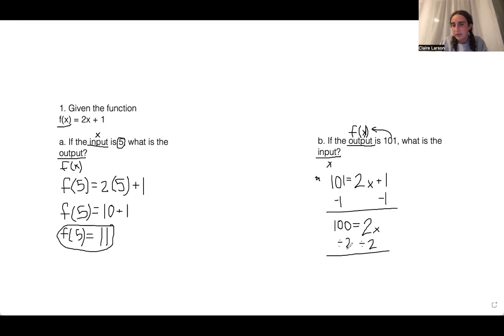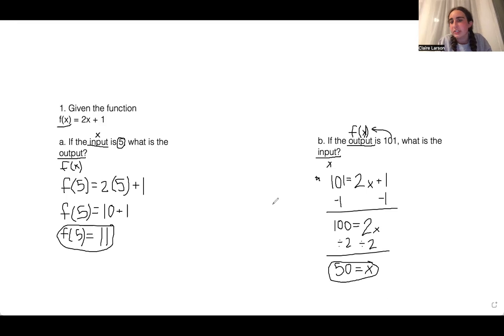So 100 divided by 2 is 50. And 2x divided by 2 is x. And there's our answer. 50 equals x. And we're going to check that just because it's always a good idea to check your answers.